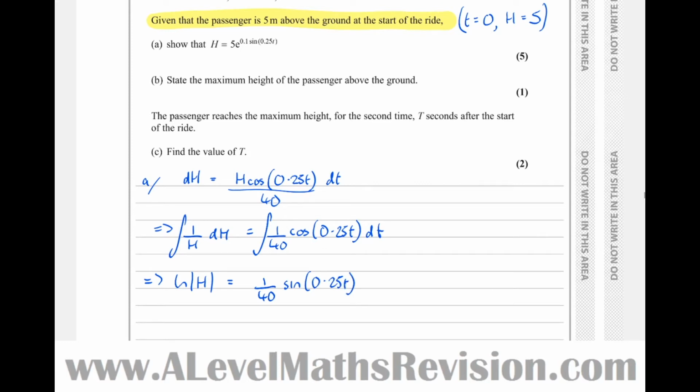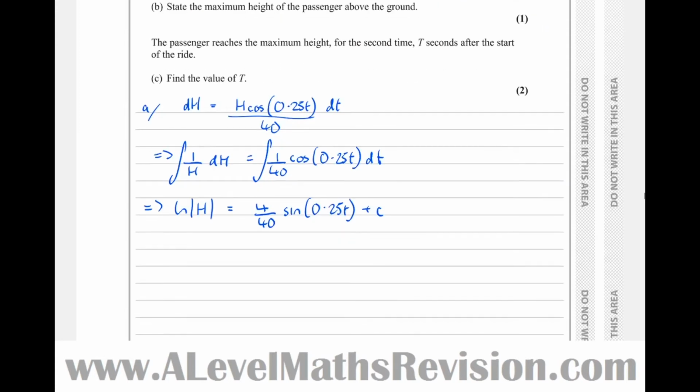But it wasn't just cos t we were finding the integral of, it was cos of 0.25t. So we need to divide by the differential of what's in the bracket. So we need to divide by 0.25, divide by a quarter, which is the same as timesing by 4. So I'm going to turn that 1 into a 4 on the top, plus c. So then to summarise, log modulus of h equals 1/10 sine of 0.25t plus c.